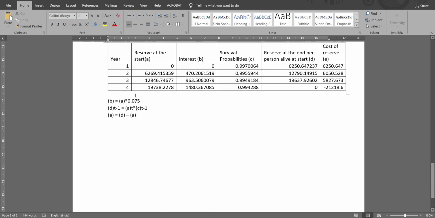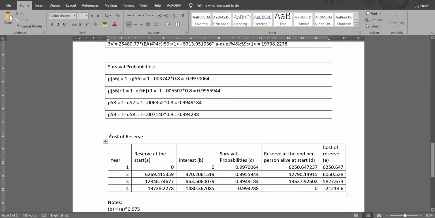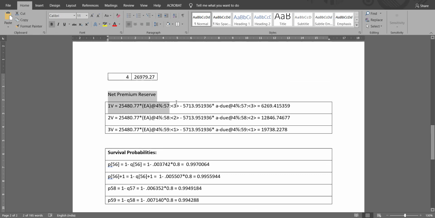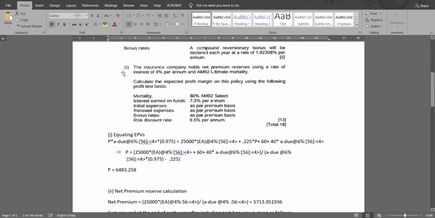Okay, so cost of reserve is also done. Now finally what can I do? I can make the revenue account. Again, that's an Excel problem, so let me do that. And this is just the notes that you have. Okay, perfect. So these are your cost of reserve and survival probabilities. Beautification is obviously not important, but I prefer doing it. You need not.